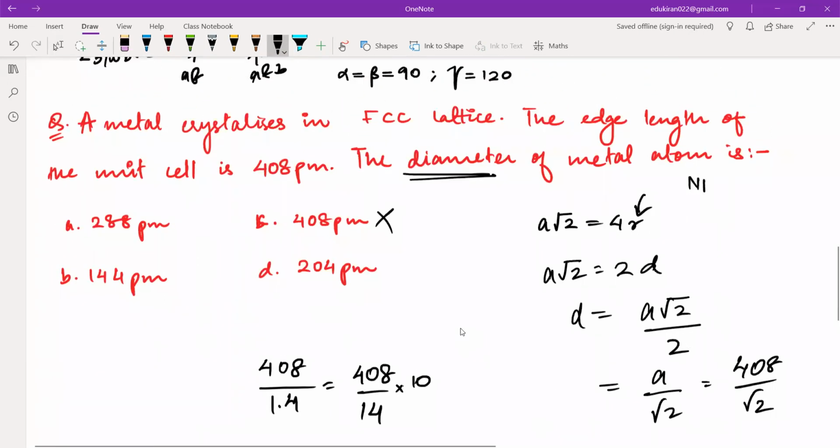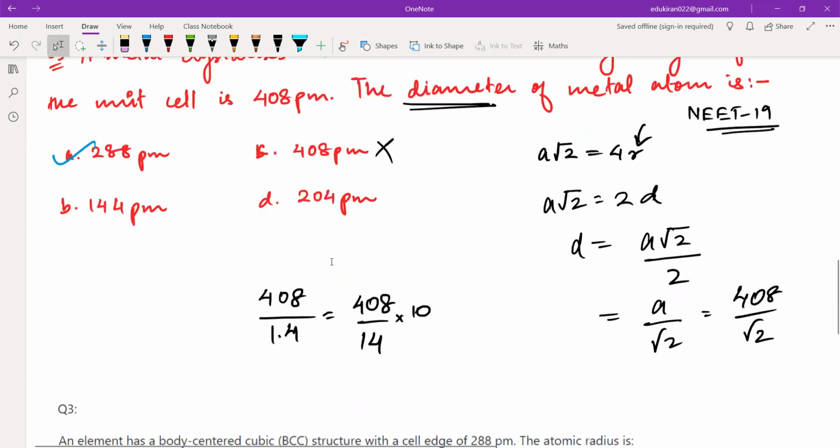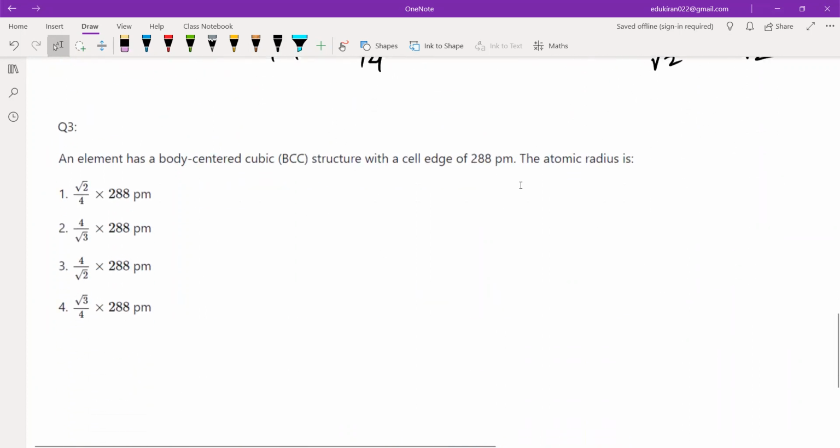This was asked in NEET 19. So 291.4 you are saying, Salman. So the nearest answer will be A, right? Yes or no, Salman? Yes, sir. Okay. So this was asked in NEET 19 exam. Write this one.